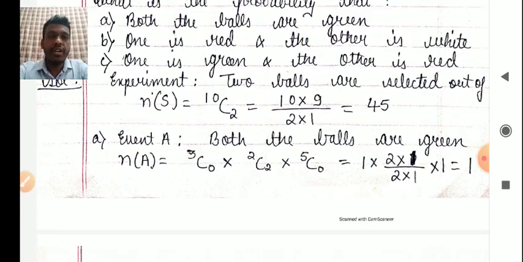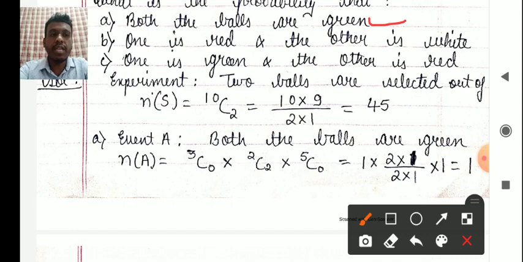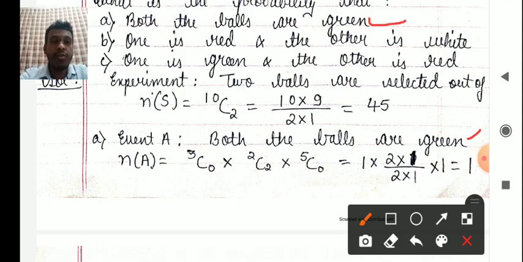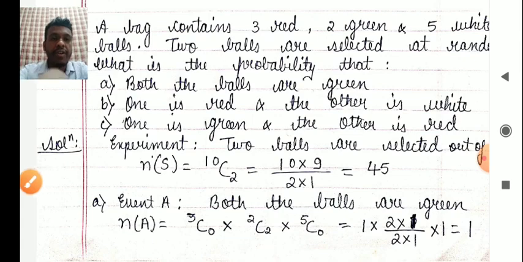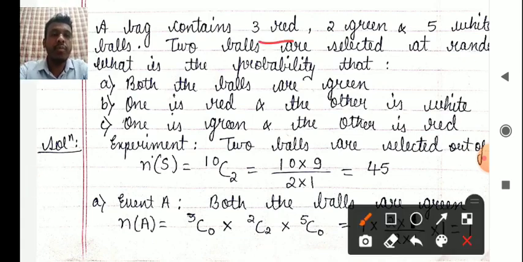What is the first event? The first event we are talking about is both the balls are green. What is n of A equal to? That is the number of possible outcomes. So how many red balls do we have? Look at the question. The question says that we have 3 red balls. How many red balls are we selecting? We have said that both the balls are green, so that means 0 red balls.